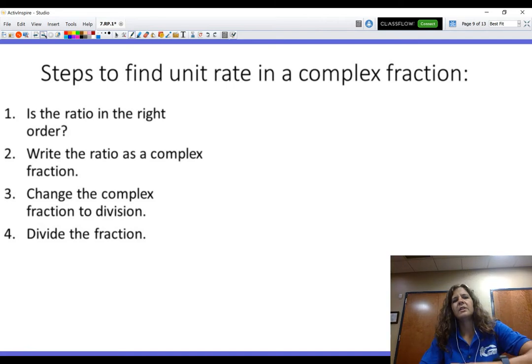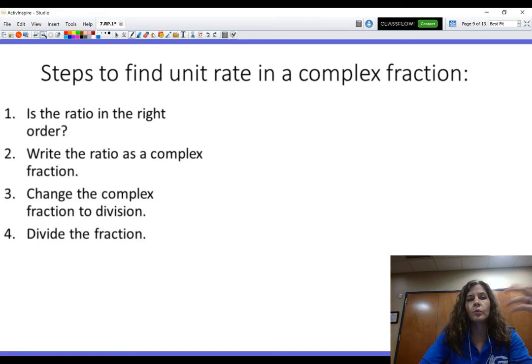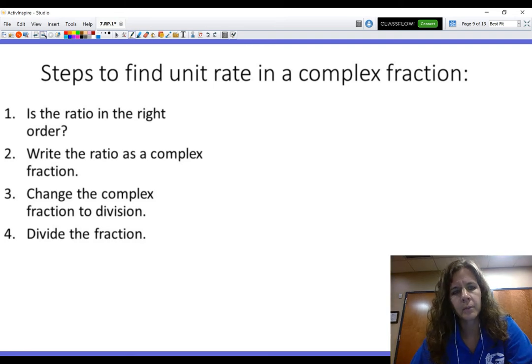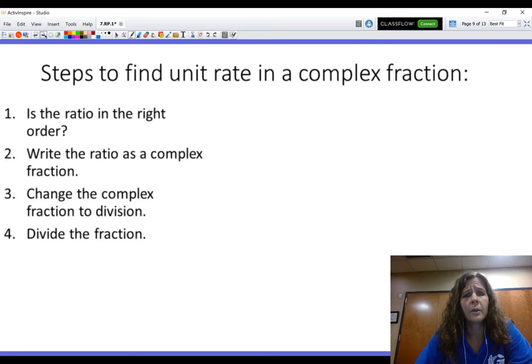Now that we've seen that, we're going to look at it using the math, so that we don't have to draw that double number line every time. Because what if the numbers get big or the fractions get big? We don't want to always have to draw a double number line. So here are the steps to finding unit rate in a complex fraction. We want to ask ourselves, is the ratio in the right order? We want to write the ratio as a complex fraction, change the complex fraction to division, and then divide the fraction. So let's look at that.